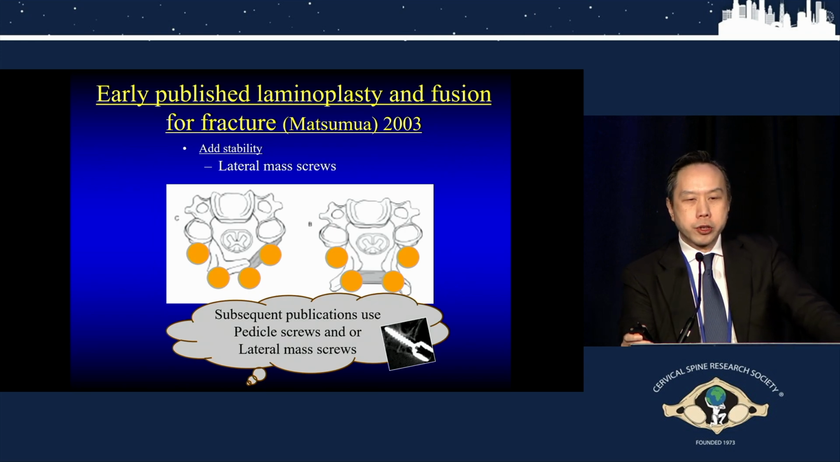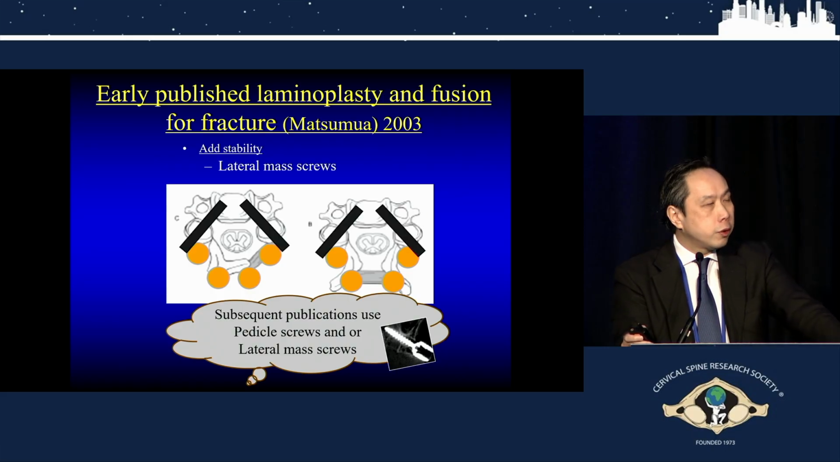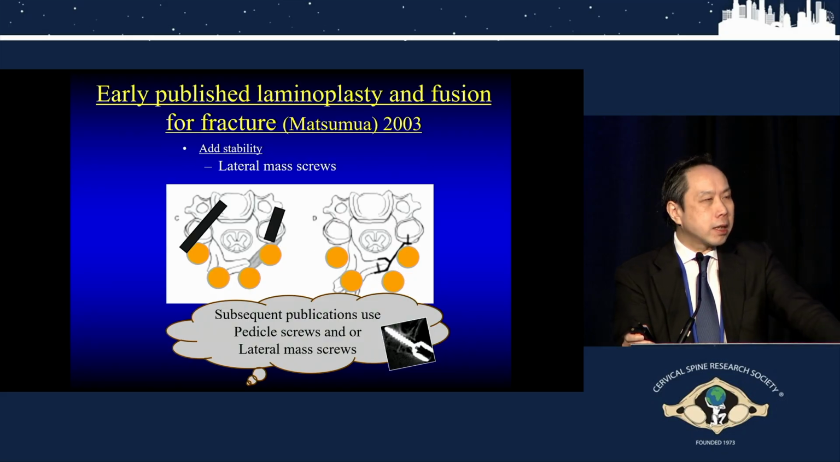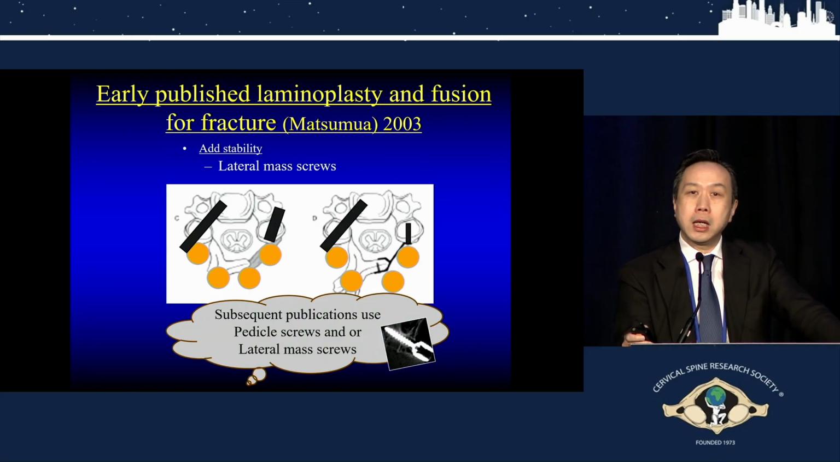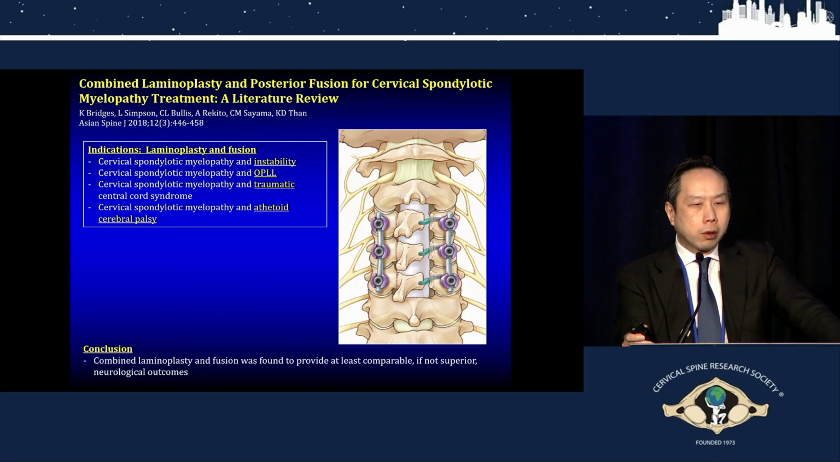The early published laminoplasty and fusion techniques were mainly used for trauma, and they used lateral mass screw fixation for that. Subsequently, you can use pedicle screw fixation. You can use a combination of this. And in my practice, sometimes I will use a pedicle screw and a laminoplasty plate, and maybe just a longer laminoplasty plate screw for the fusion to occur.